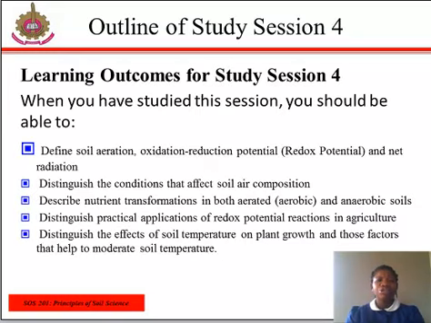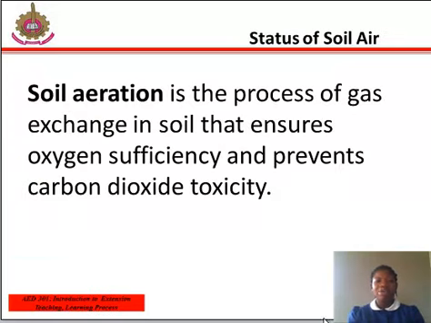At the end of this study section, you should be able to define soil aeration, oxidation, reduction potential, and net radiation. Also be able to distinguish the conditions that affect soil air composition. You should be able to describe the nutrient transformation in both aerobic and anaerobic soils, distinguish practical applications of redox potential reactions in agriculture, and lastly distinguish the effects of soil temperature on plant growth and those factors that help to moderate soil temperature. Let's talk about these learning outcomes one after the other.